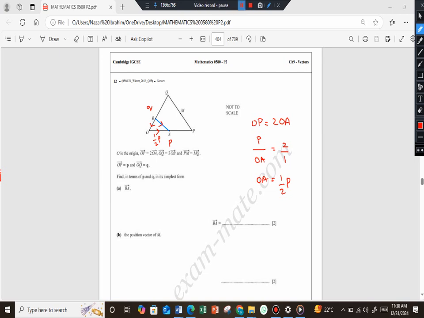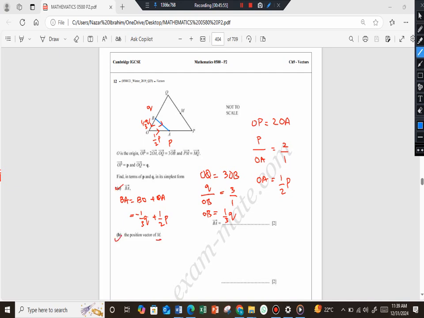So here this whole OQ is equal to Q, and the ratio of OQ to OB is given in the question as 3OB. So OQ upon OB is equal to 3 upon 1. So OB is equal to 1 upon 3Q. Now for BA, BA is equal to BO plus OA. So BO is equal to minus 1 upon 3Q, and OA is equal to 1 upon 2P. That's the answer. Clear? Okay, now position vector of M, part B.